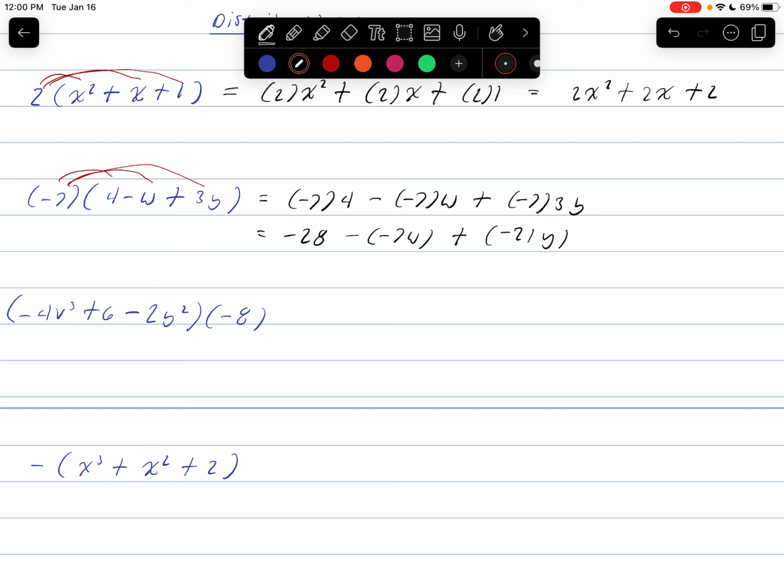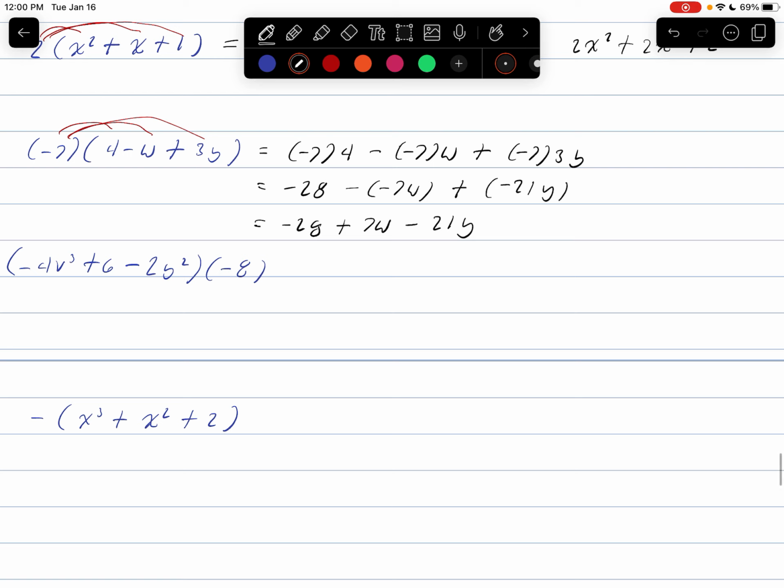So we can write this more simply as -28. Then we have minus a -7w. Anytime you have a number minus a negative number, it's the same thing as adding that number. So this will just become plus 7w. And then we have plus -21y. Anytime you're adding a negative number, it's the same thing as subtracting that number. So this will just become minus 21y. And that would be about as simple as you're going to make that one.